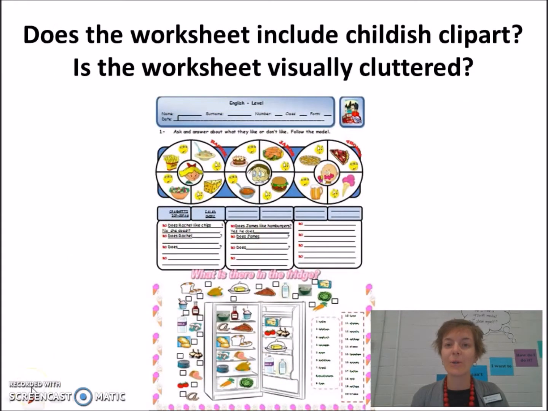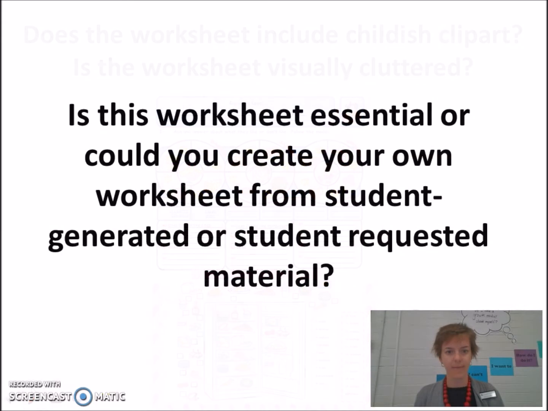Does the worksheet include childish clip art? Is the worksheet visually cluttered? If so, ask yourself if you, as an adult learner, would want to use this worksheet. And if you would not want to use it, could you take the questions from the worksheet and retype them in a plain, easy-to-see worksheet that is appropriate for adults?